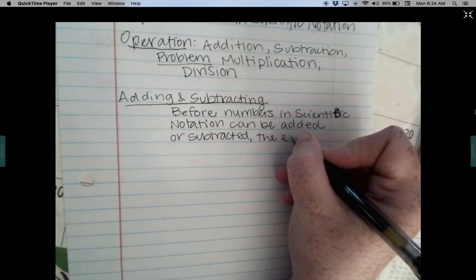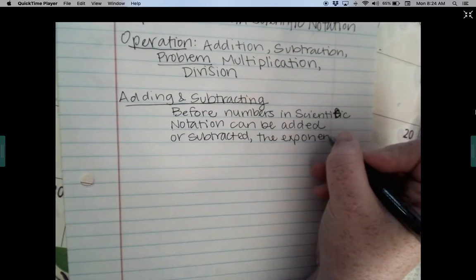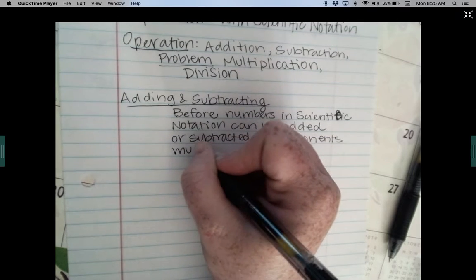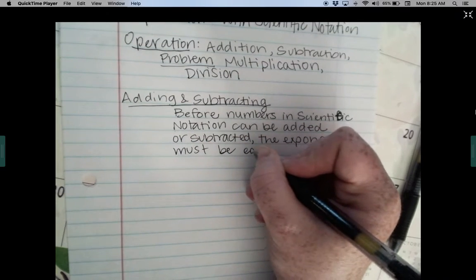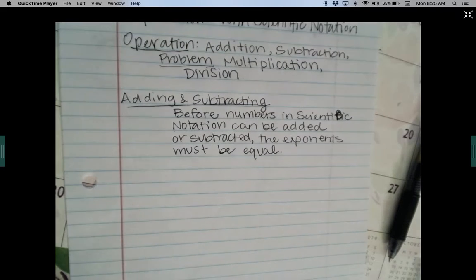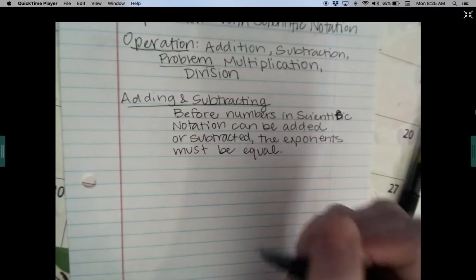the exponents must be equal. So I'll give you a chance to write that. So before we can even add or subtract anything, we have to make sure that the exponents are equal to each other.